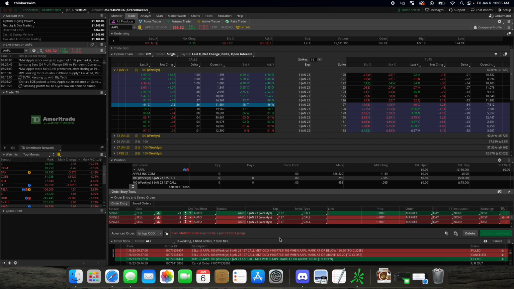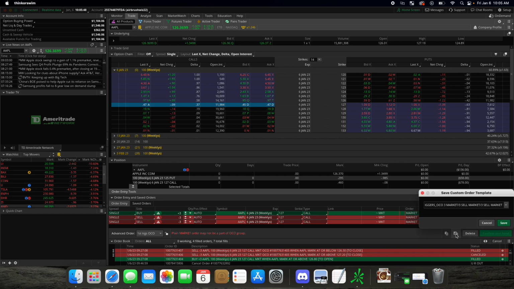So now that we have this, a plain market order may not be part of an OCO group. Don't worry about that. That's fine. Now that we have this, we're going to click our Save Custom Order Template. This is going to save you so much time. I'm going to call it AAPL 3 contracts. Okay, you can call it whatever you want, but that's just what I'm going to call it for this example.